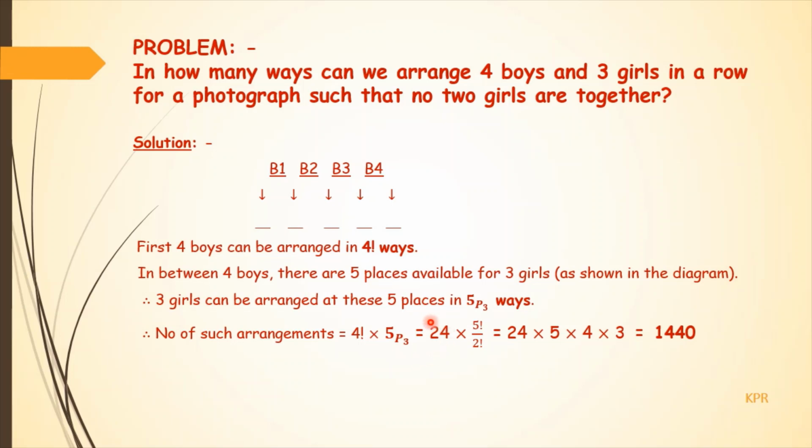4 factorial, the product of the integers 1 to 4, is 24. By applying the formula of 5P3, we get 5 factorial upon 2 factorial. By doing the cancellations and all, finally we will get the answer 1440.